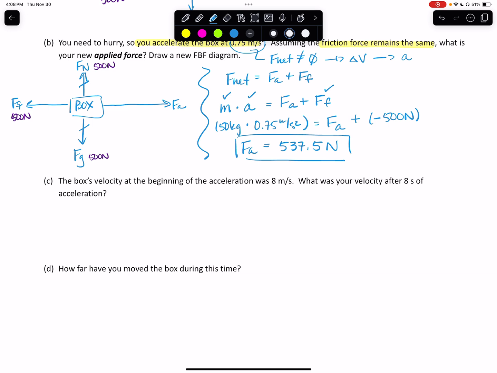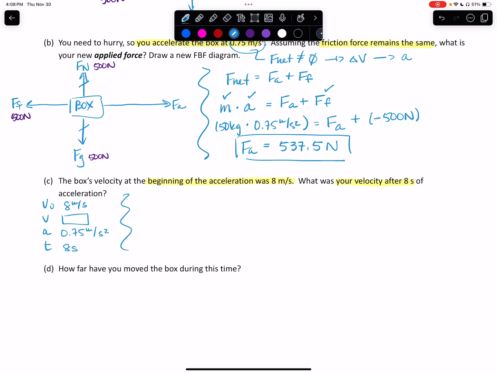Okay, all right, let's look at the next part. The box velocity at the beginning of the acceleration was 8 meters per second. What was the velocity after 8 seconds of acceleration? All right, so let's see what we know. All right, we know our initial velocity was 8 meters per second. We're asked to find our final. Our acceleration was 0.75 meters per second squared, and we're going to accelerate it over a time period of 8 seconds.